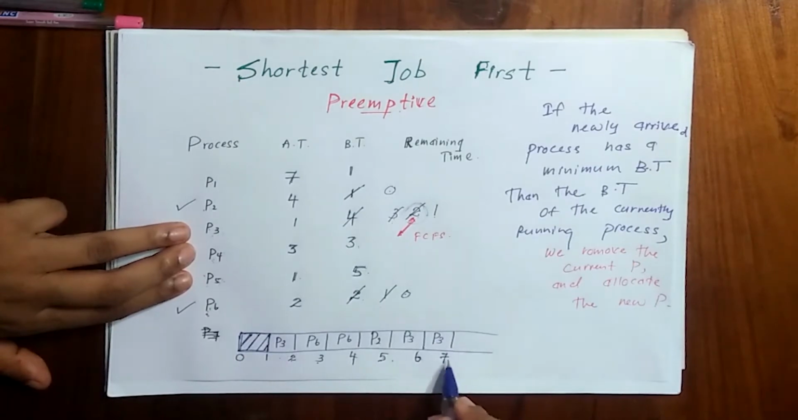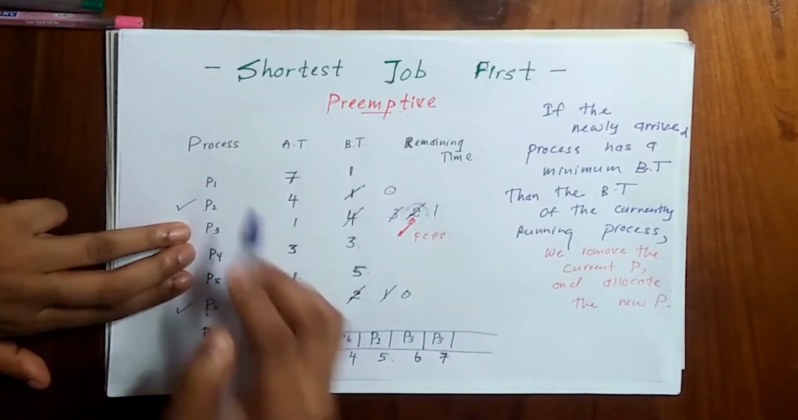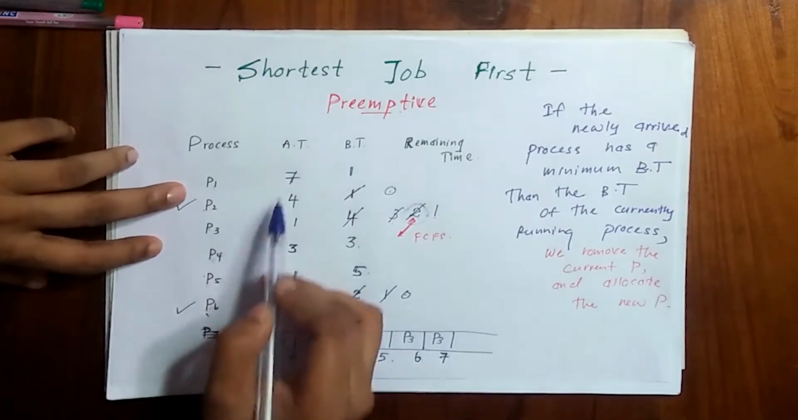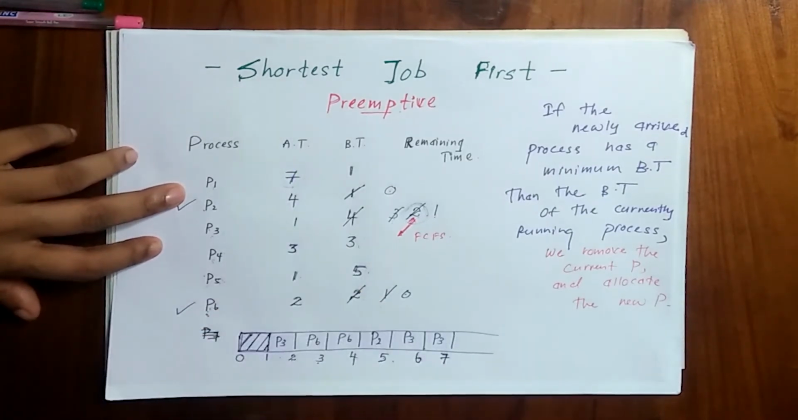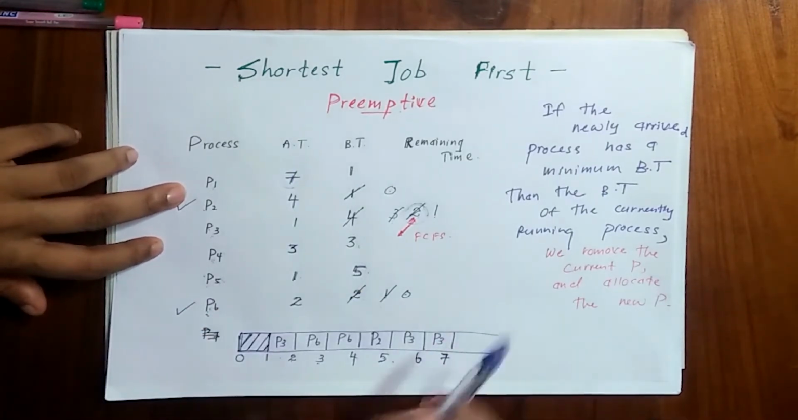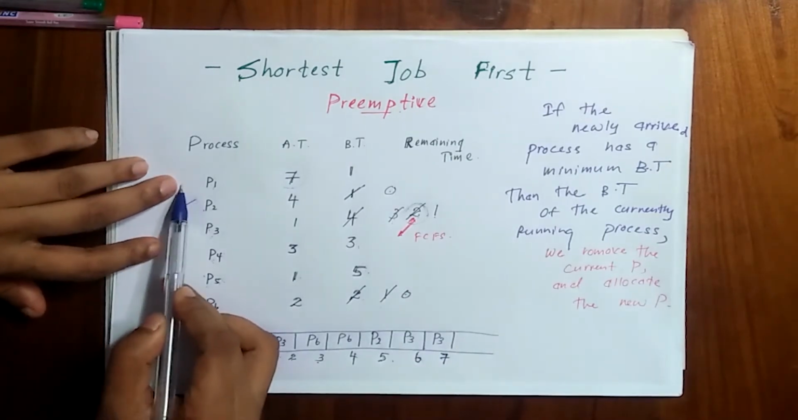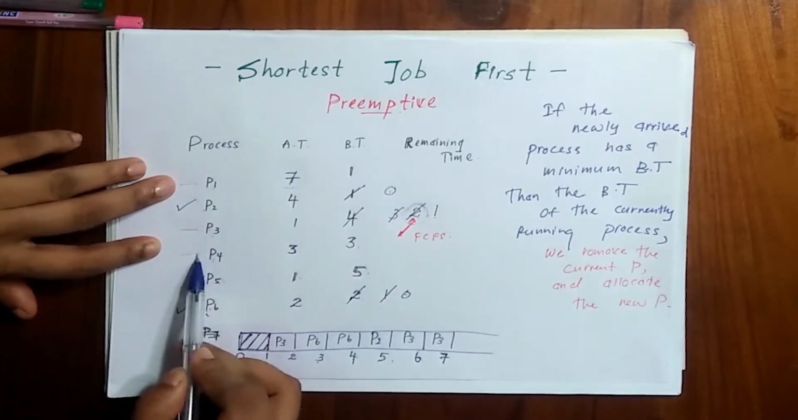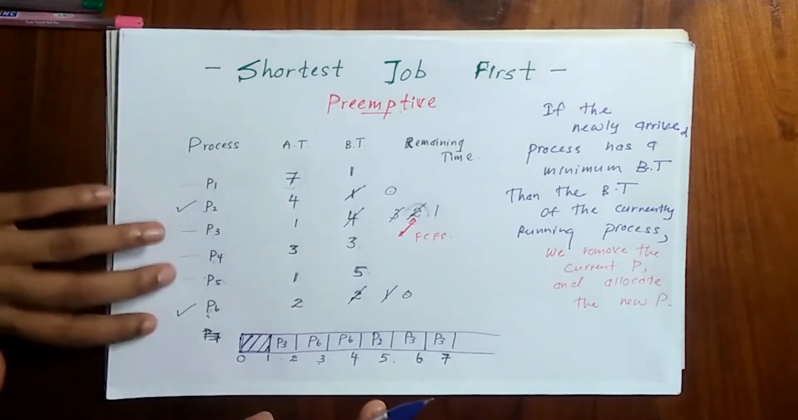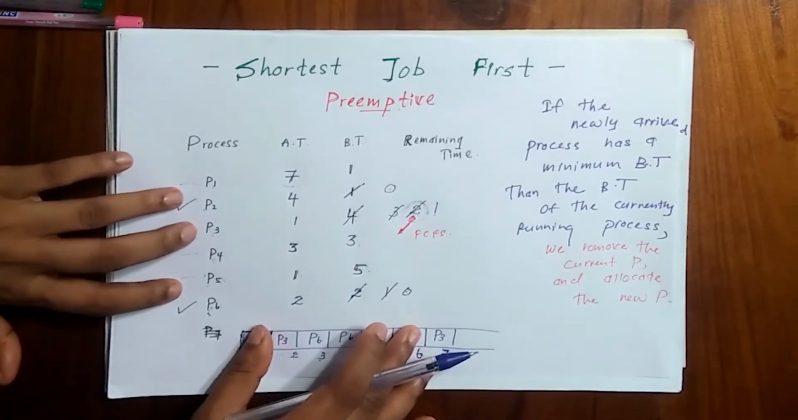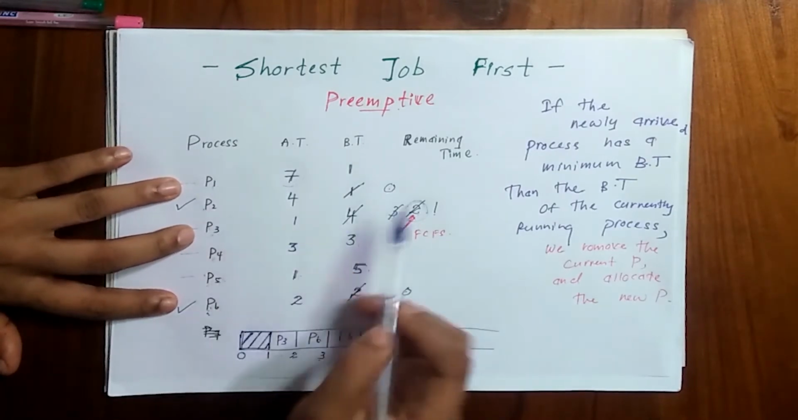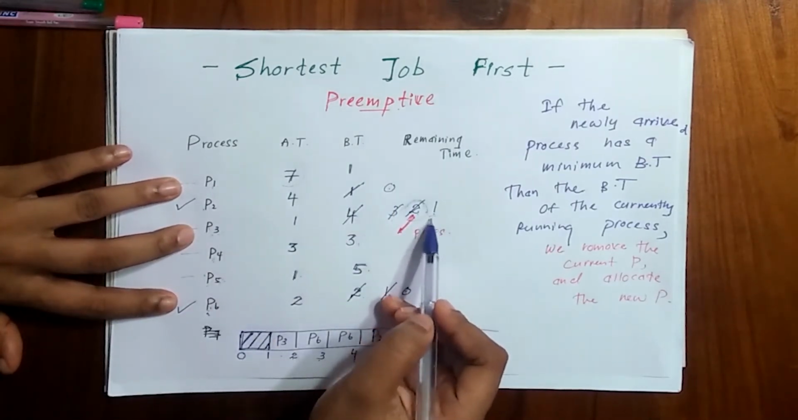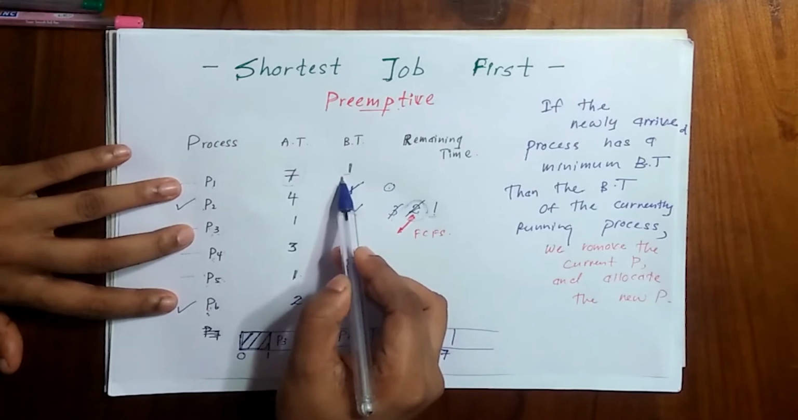And now you can see within this 7, P1 also arrives because its arrival time is 7, right? So now we have to select the minimum burst time among these P1, P3, P4 and P5. From these 4 processes, P1 and P3 have the minimum values and they are 1, right?